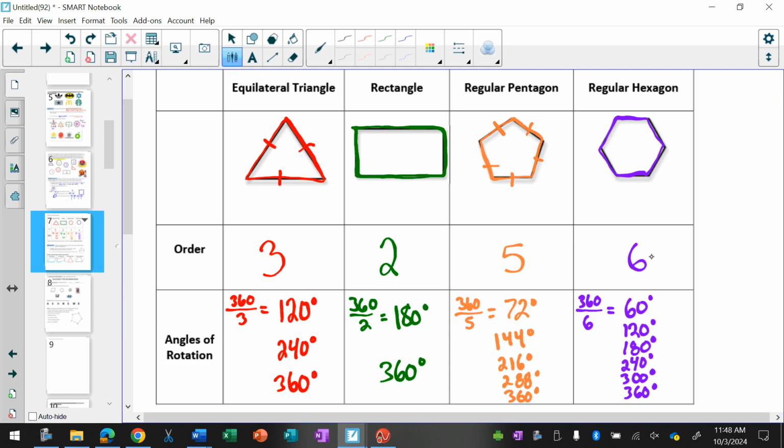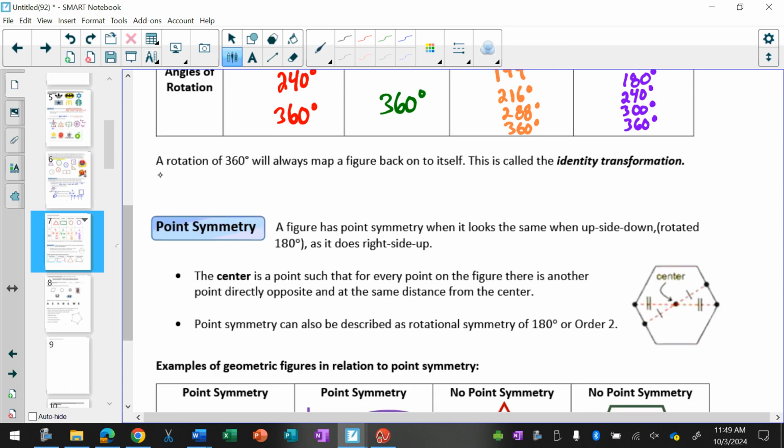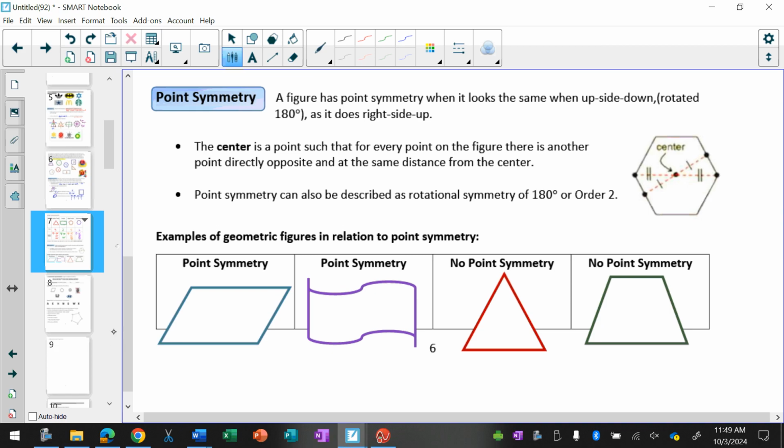So on the test and on your upcoming checkpoint, you may be asked, what's the order? You may be asked, what's the smallest angle of rotational symmetry? Or you may be asked to list all the angles of rotational symmetry. You're just going to have to read carefully to know which to answer. Order, one angle, or all the angles. Rotation of 360 degrees always maps the shape back onto itself. That's called an identity transformation, where it ends up back in the same position as it started. Okay, so that is rotational symmetry.